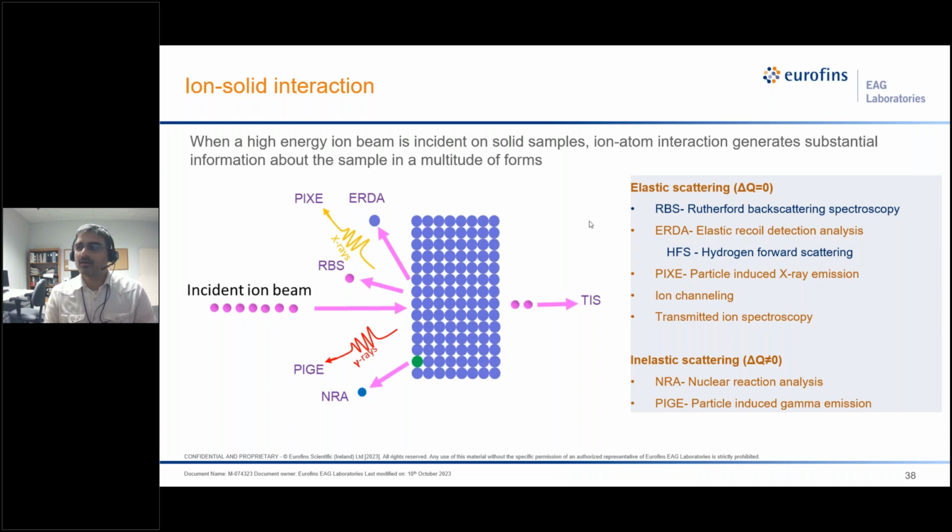When the net energy change during the ion solid interaction is zero, that is called elastic scattering, and all these techniques fall under elastic scattering. When the net energy change is not equal to zero, delta Q is not equal to zero, or the interaction is exothermic or endothermic, that is when nuclear reaction products form and gamma rays are generated. So we use these phenomena in our lab to analyze the sample. Most of the time we use RBS and HFS, and these are the ancillary techniques we use to improve the results.